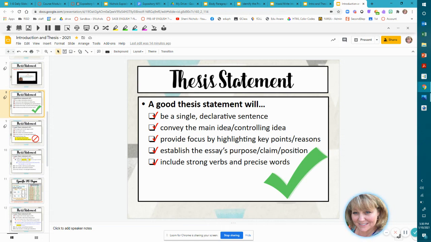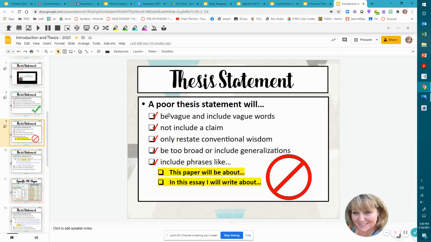It conveys the main idea or controlling idea. It provides focus by highlighting key points and reasons. It establishes the essay's purpose, the claim, the position, and it includes strong verbs and precise words. A poor thesis statement, these are the things you don't want to do in your thesis statement. You don't want to be vague, and you don't want to include vague words.